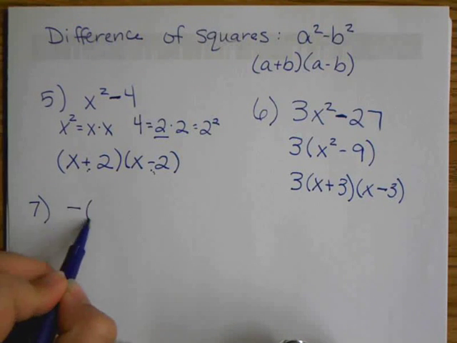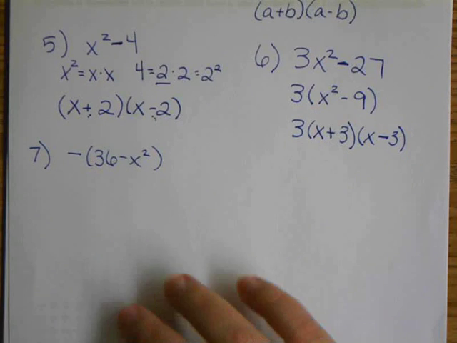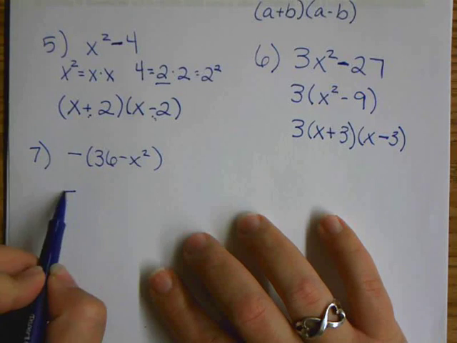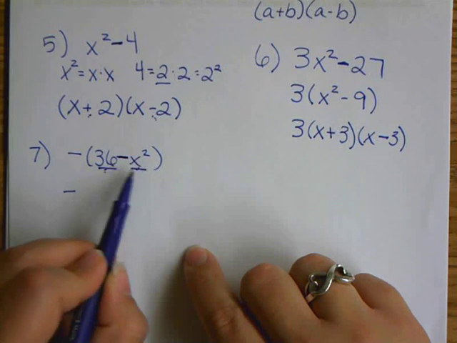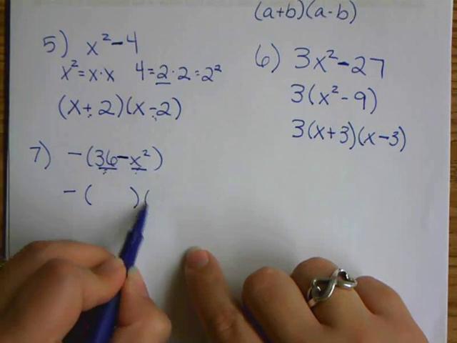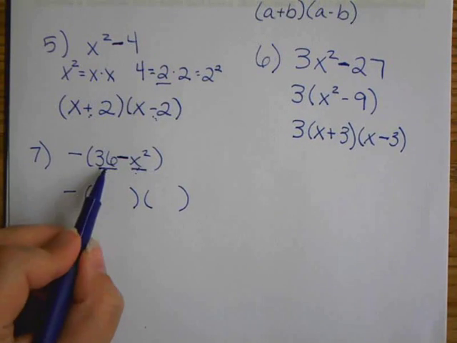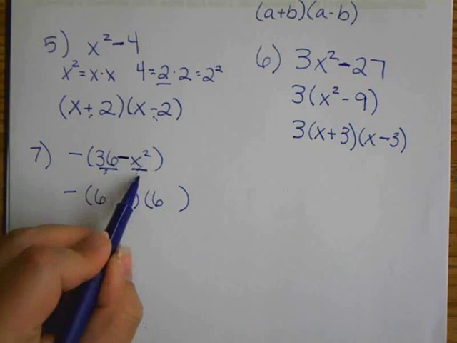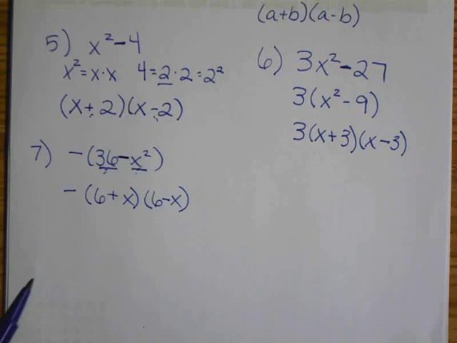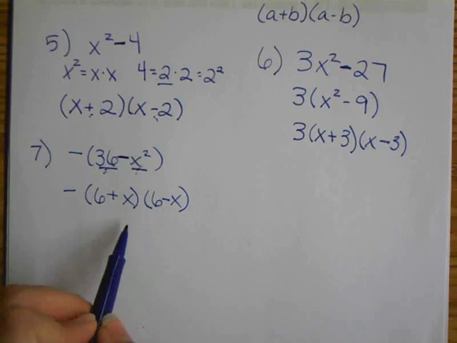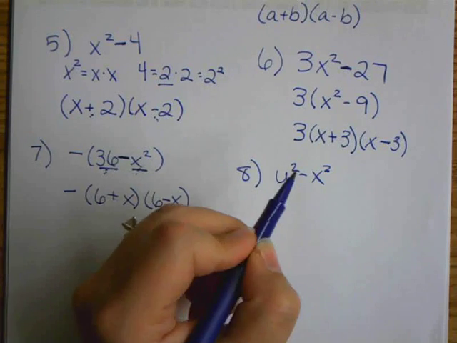Number 7, negative 36 minus x squared. So this negative is going to stay out here because I have difference of squares. I've got a difference, and these are both squares. So when I square root this, square root of 36 is 6, so I'm going to write it twice, and the square root of x squared is x. Signs, one of each. So go ahead and get this written down, and I want you to try the next two problems.